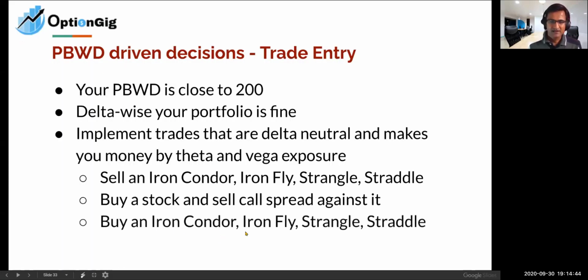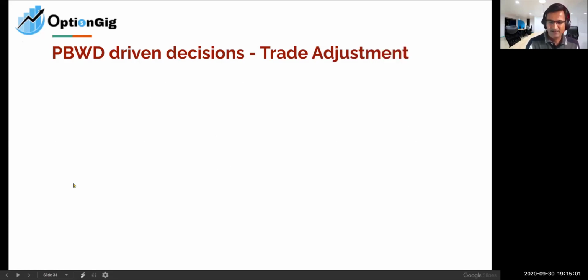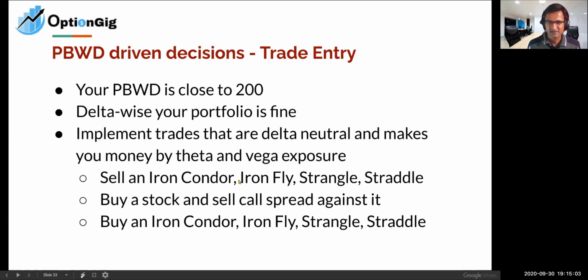Or you can buy an iron condor, iron fly, strangle, straddle, depending on what your outlook towards the market is. So if I'm selling it, then I'm thinking that the market will not move beyond this range, and based on that I'll sell these iron condor, fly, strangle, straddle. But if my outlook is that the market will make a big move, in that case I could buy these things.